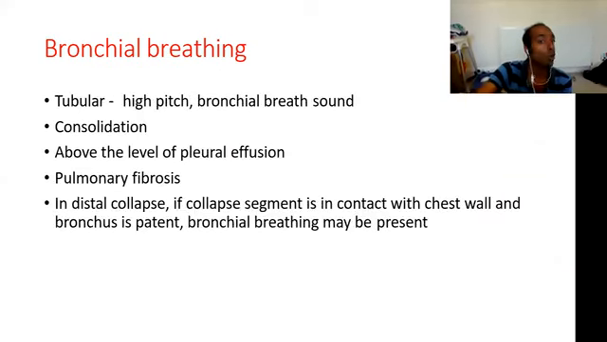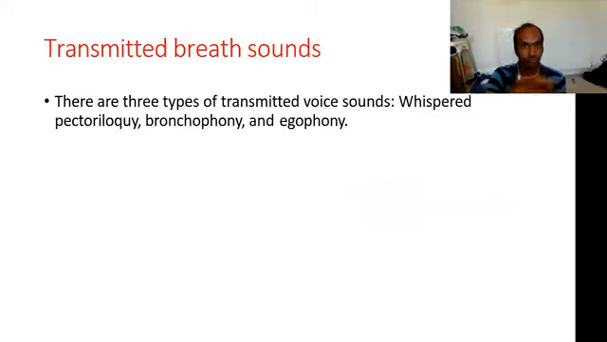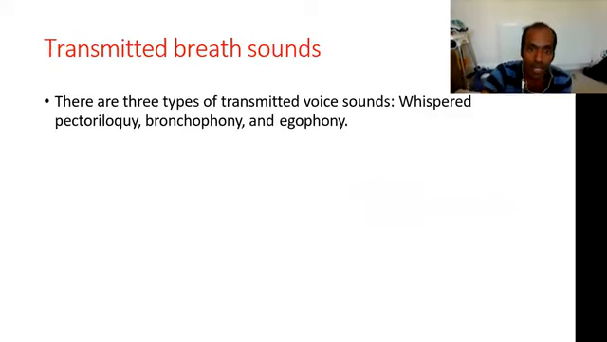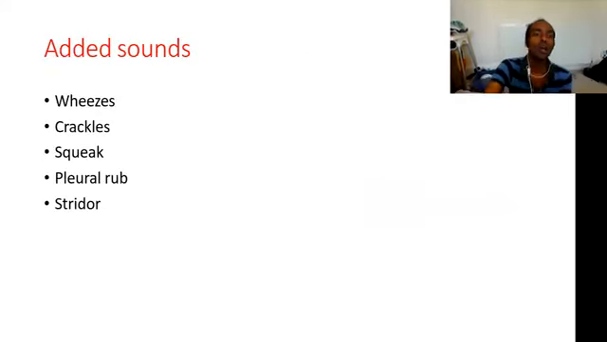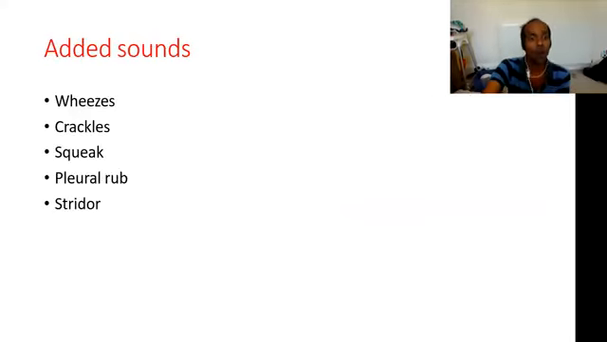Bronchial breathing is heard over consolidation and fibrosis, and also above the level of a pleural effusion. Bronchial breathing can also be heard over a cavity. Right, now finally, we talked about whispering ventriloquy, and you can also check for vocal resonance, which is the same as vocal fremitus. Right. Now you go on to listen to added sounds.